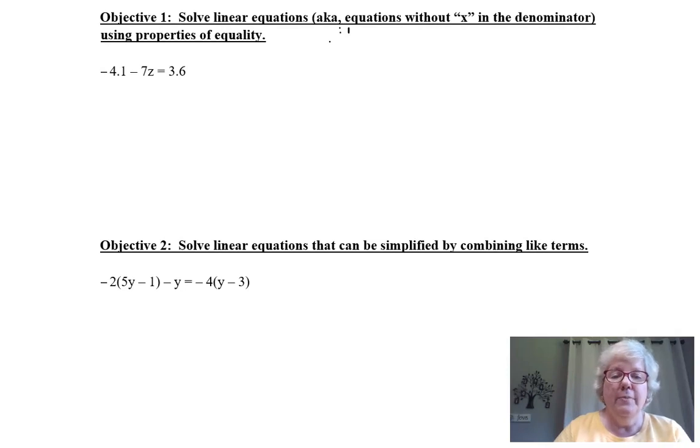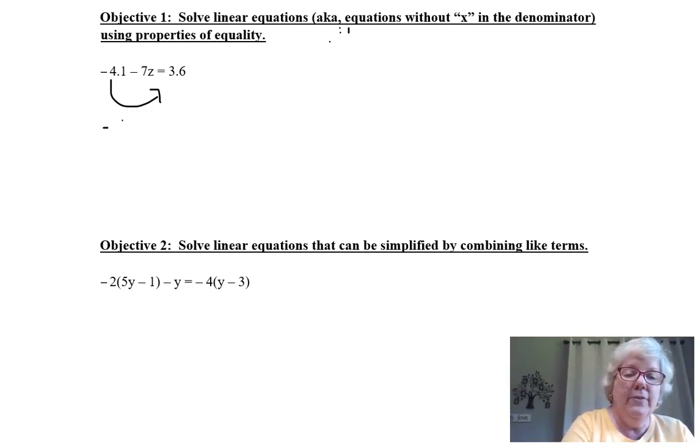Our first example, step 1, has no fractions. Step 2, it has no parentheses. And if you notice here on the left side of the equals, those are not like terms. So the first 3 steps of my system will not be used. What I will do right off is jump to step 4, and I will move terms over in order to get the x, or in this case the z, by itself.